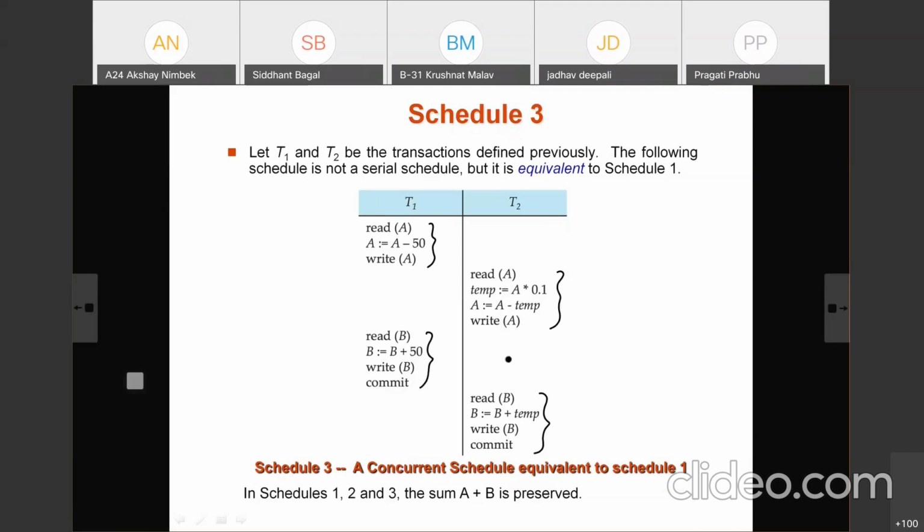Now here again we consider the same values: A is equal to 1000, B is equal to 2000. Start with the transaction T1. It reads the value of A, 1000. Perform the write operation. So what is the value of A here? It becomes 950. Then it makes a context switch and goes for the transaction T2. It reads the value of A. What is the value of A? It reads 950. Calculate temp, so temp is equal to 95. A is equal to A minus temp, so 950 minus 95, 855.